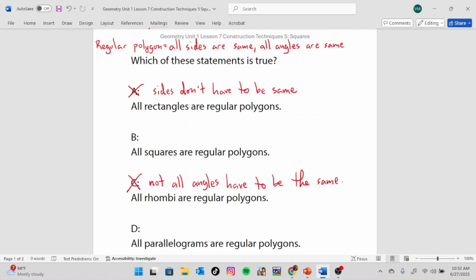Let's look at D. D says all parallelograms are regular polygons. Now, a parallelogram means we have 2 sets of parallel lines. But the sides do not have to be the same, and the angles do not have to be the same.